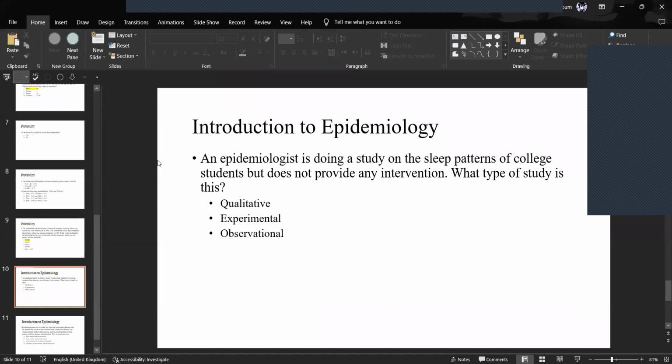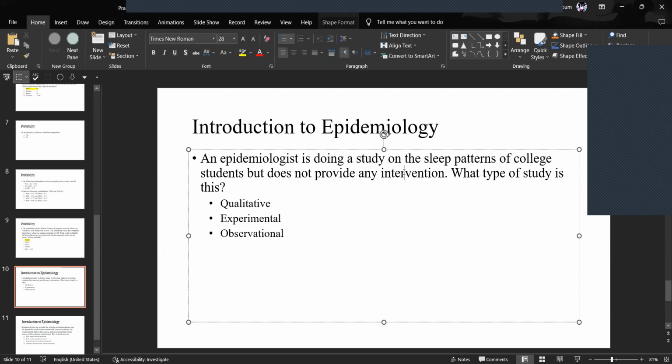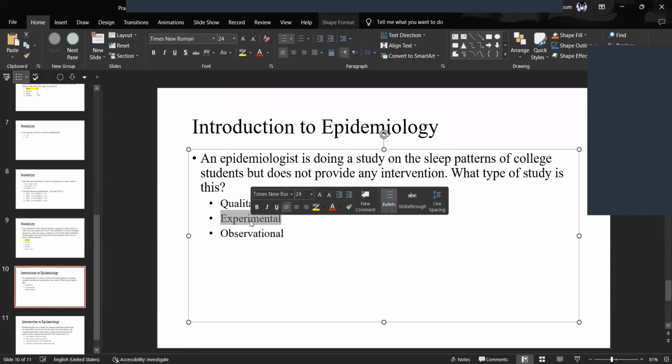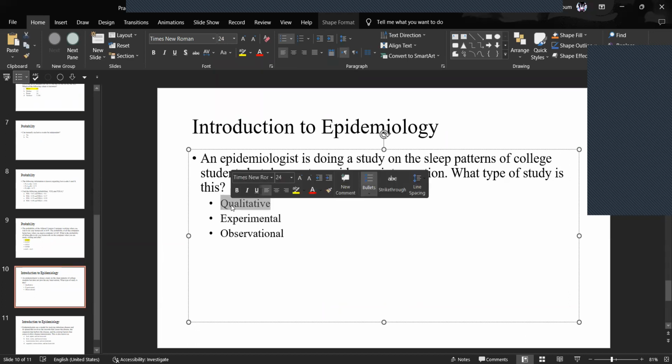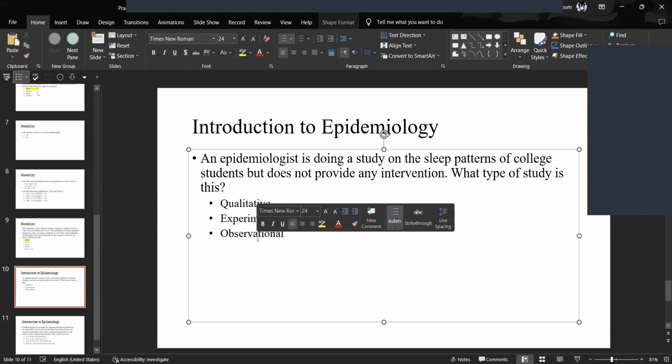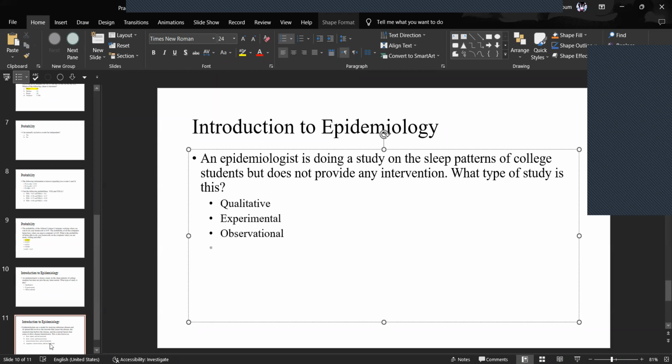Intro to epidemiology. An epidemiologist is doing a study on the sleep pattern of students, but does not provide any intervention. What type of study is this? Because they're not providing any intervention, it's not an experimental study. Qualitative, we don't really have any information on whether it's qualitative or quantitative. And so the answer is observational, and it's observational because they're just looking at the sleep patterns of students without providing any intervention.